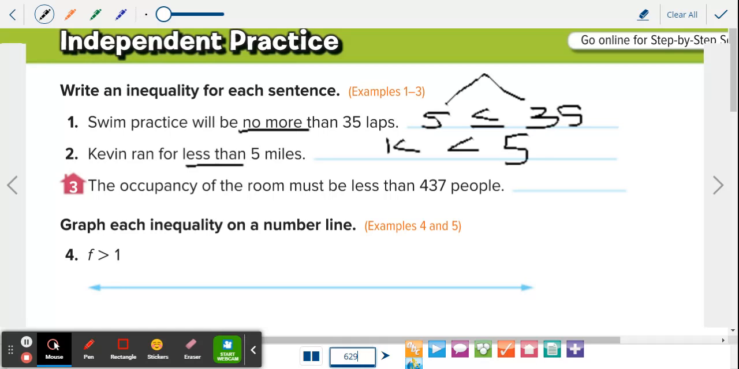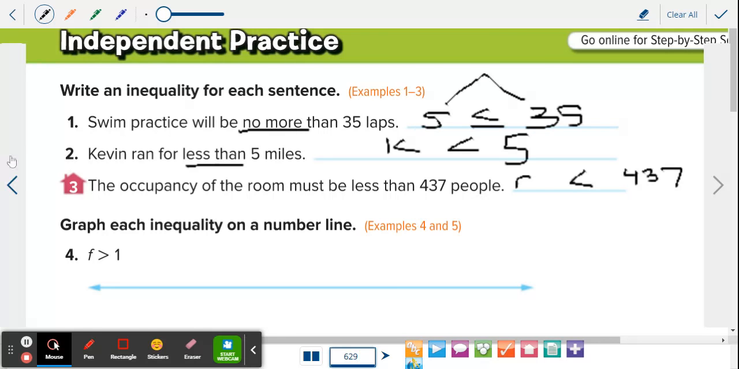So number 3, the occupancy of the room must be less than 437 people. So it has to be less than that. So let's just put R for room, 437 people. R is less than 437. Now I can't equal that because it has to be less than that number. Okay, is everyone seeing how we're getting these?